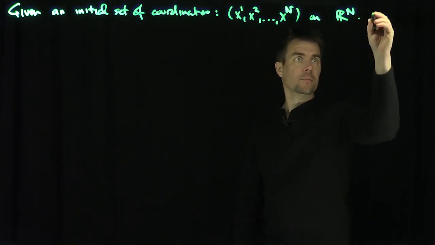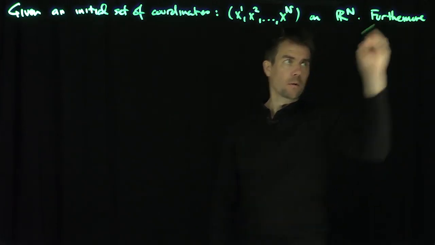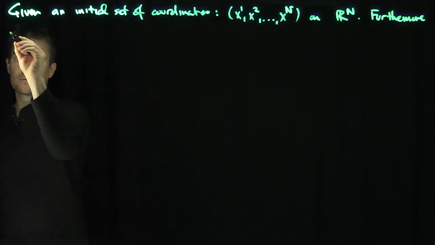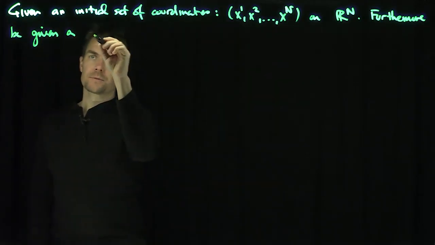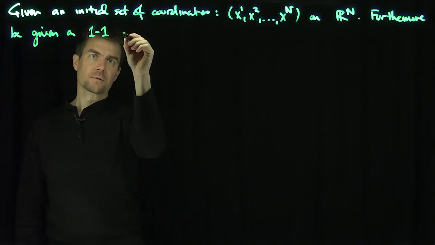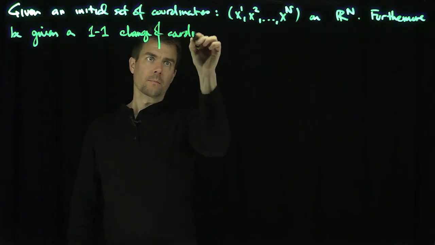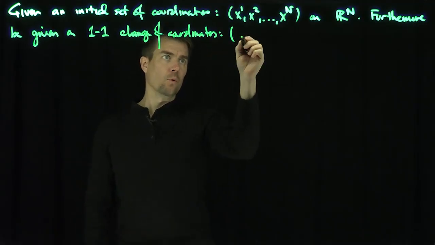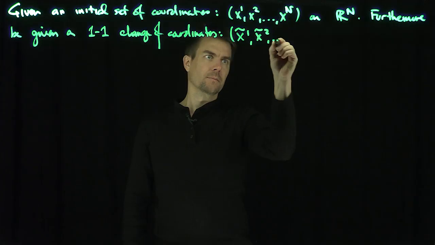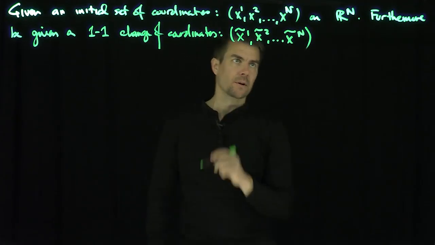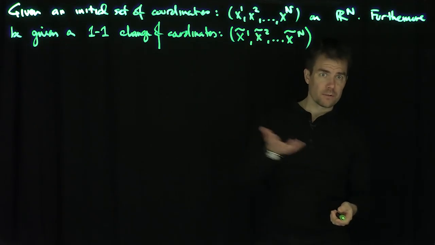And a coordinate change. Furthermore, be given a change of coordinates, a one-to-one change of coordinates. So you have the new coordinates x1 tilde, x2 tilde, through xn tilde, right? And when I mean one-to-one, I mean that the Jacobian of this transformation doesn't vanish, right?